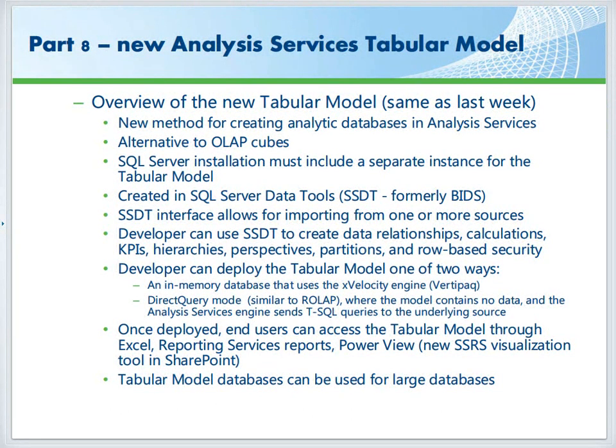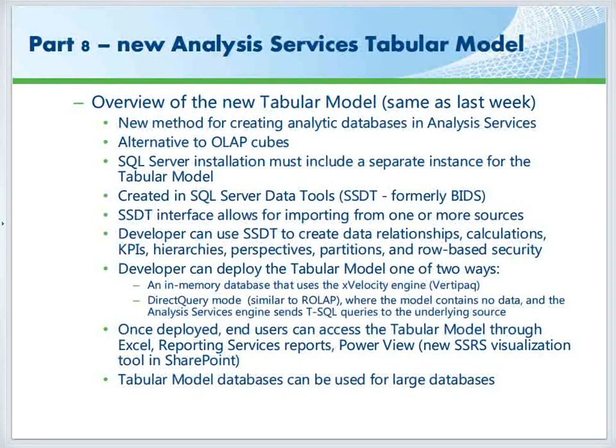So while not every last feature that's in OLAP is available in the tabular model, certainly a number of the major and popular features are, as we're going to see here. Now, a developer can deploy the tabular model one of two ways. Probably the most popular way is an in-memory database on the server where this is deployed, that uses formerly the Vertipaq engine, now known as xVelocity. That's the column store index engine that we see with a column store index back in a relational database.